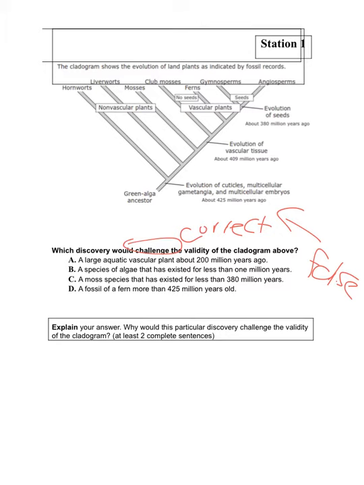Statement A says, a large aquatic vascular plant about 200 million years old. So remember, how I read time is going to be across this axis, it's going to tell me the time, starting with 425 million years down here. And it tells me 380 is about right there. So I'm going to highlight where I see vascular plants evolve right here. Let's follow that straight down, and that gives me a time that is right here on this yellow dot.